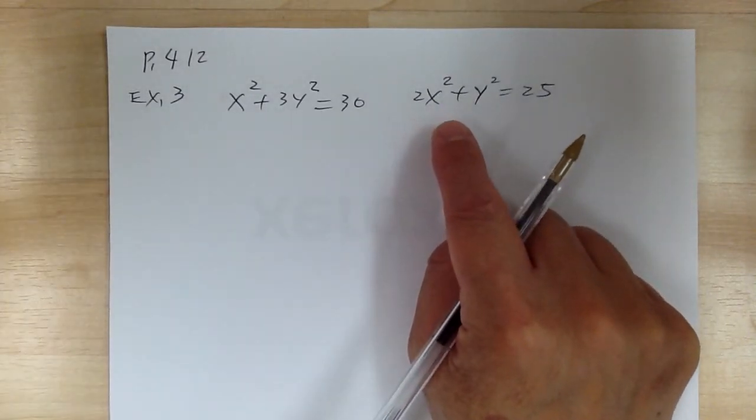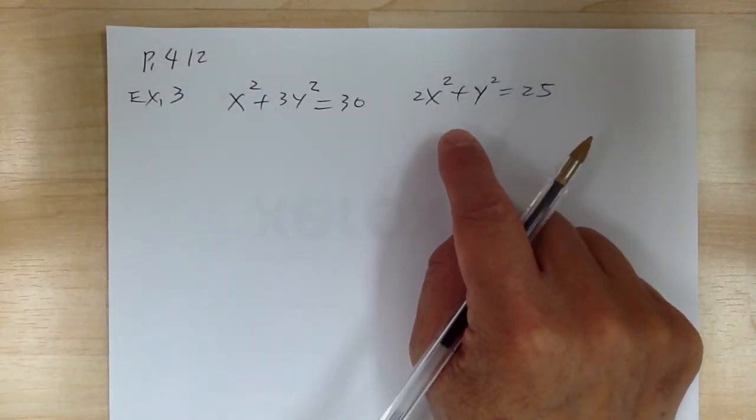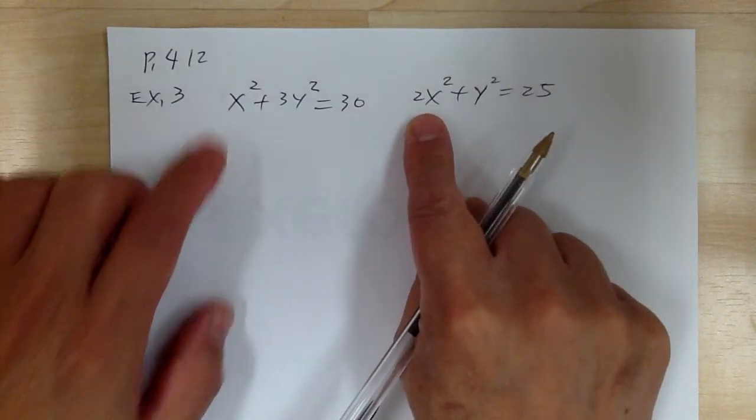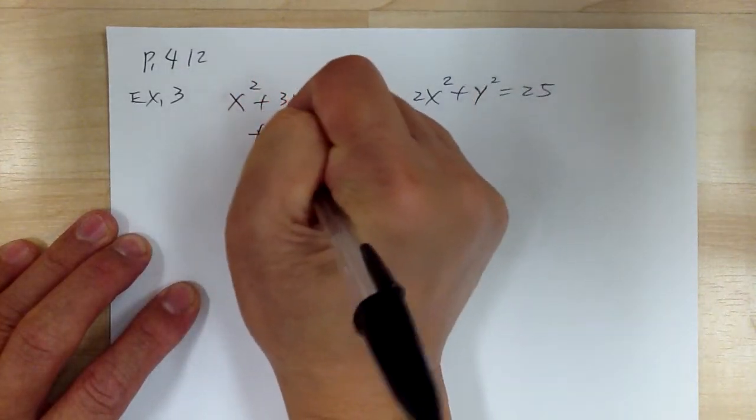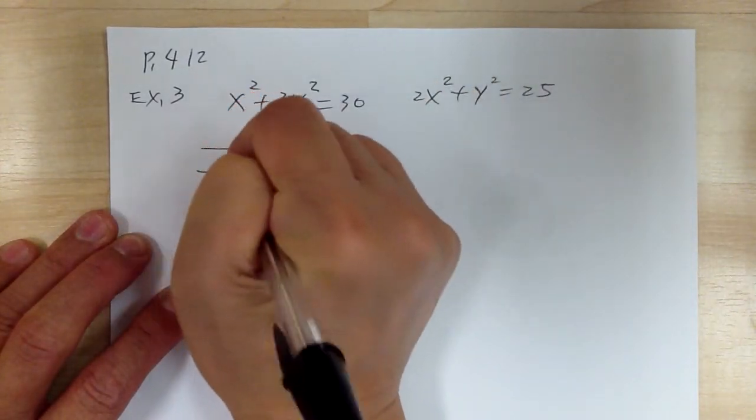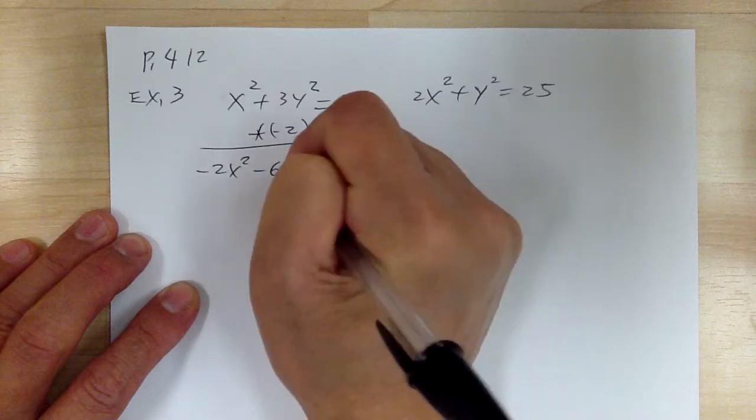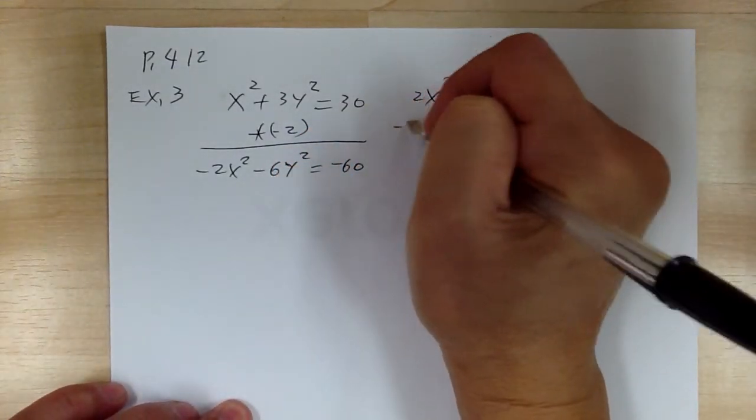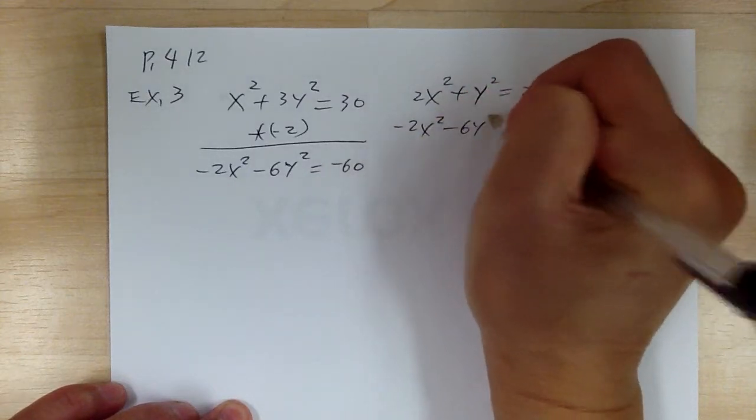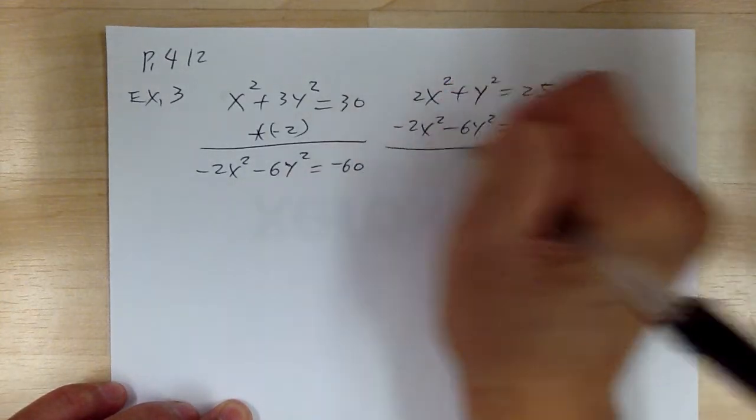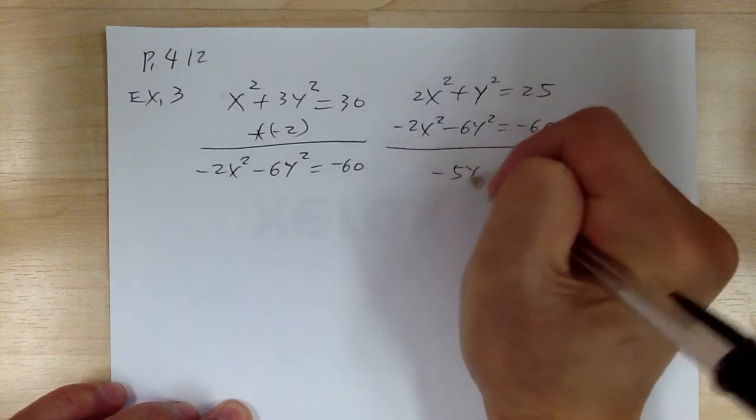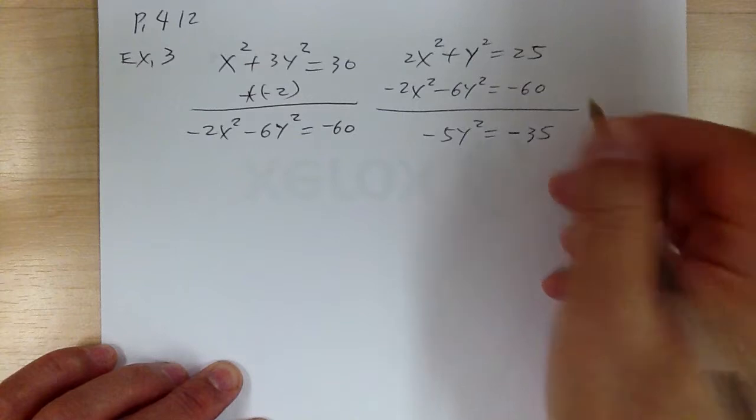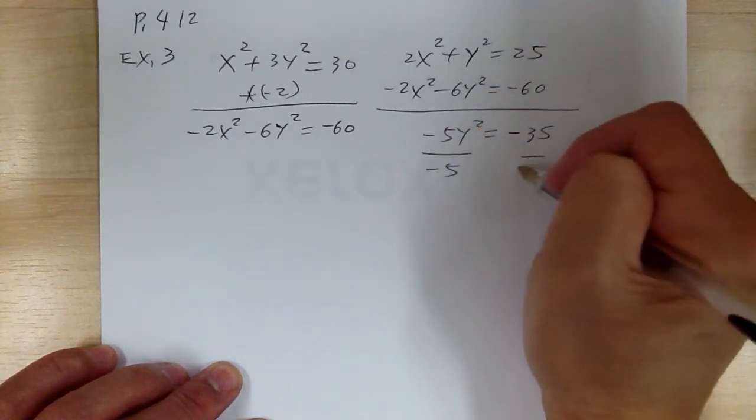In the book, you eliminate the y, but it doesn't matter. Okay, I'm going to eliminate the x because it's a bit smaller, right? So I'm going to multiply this by -2. So I get -2x squared minus 6y squared equal to -60. I'm going to put underneath here. When I add, I get -5y squared equal to -35, divided by -5, divided by -5.